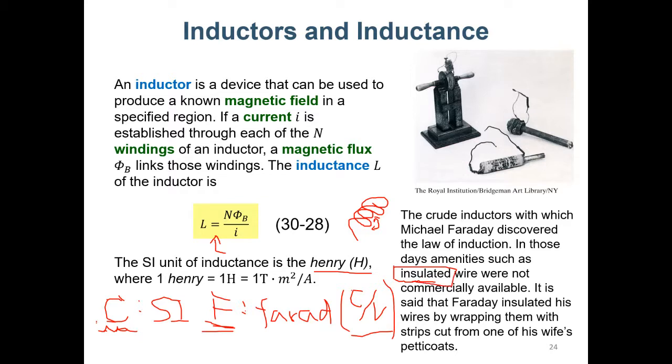And Faraday insulated his wire by wrapping it with strips cut from one of his wife's petticoats. So his wife's petticoat was sacrificed for science. It tells you something like this.